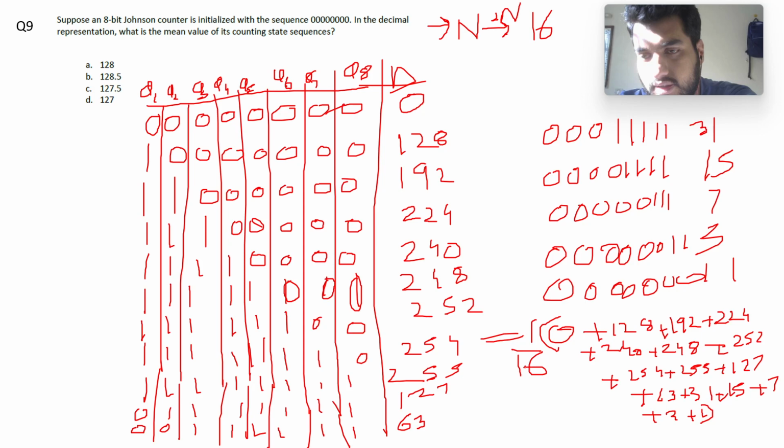So it is 128 plus 192 plus 224 plus 240 plus 248 plus 252 plus 254 plus 255 plus 127 plus 63 plus 31 plus 15 plus 7 plus 3 plus 1, divided by 16. So it is 2040 divided by 16, and that is equal to 127.5. So option C is my correct answer.